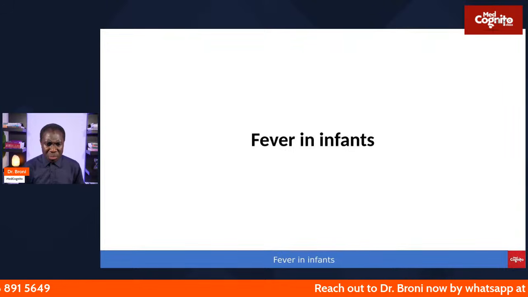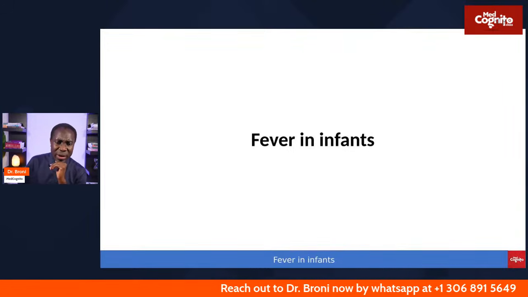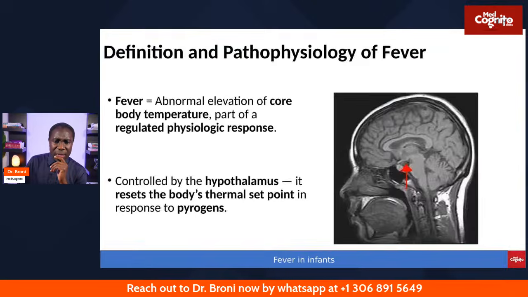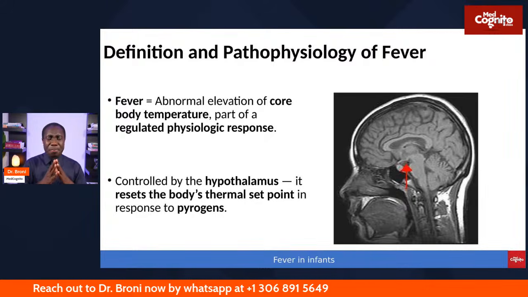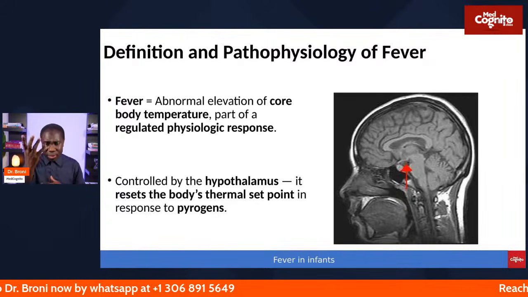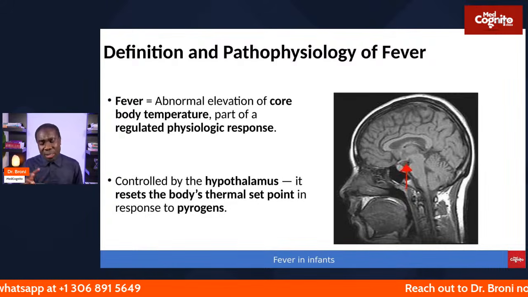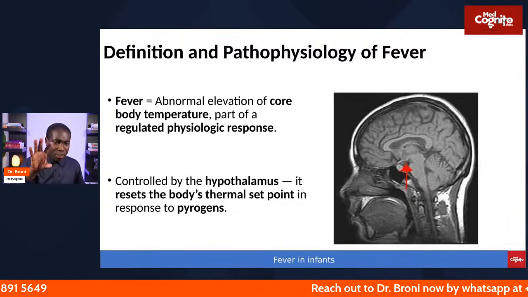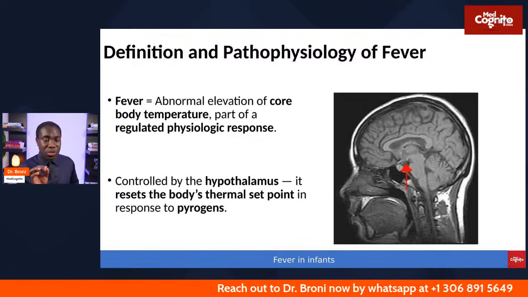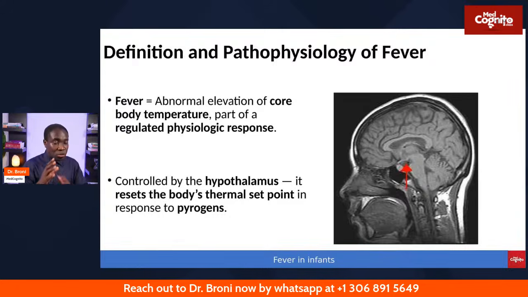So we are dealing with fever in infants, right? And fever is usually controlled by the hypothalamus. So that was what I was talking about. The hypothalamus is that portion in the image which we are using the red arrow to point to.